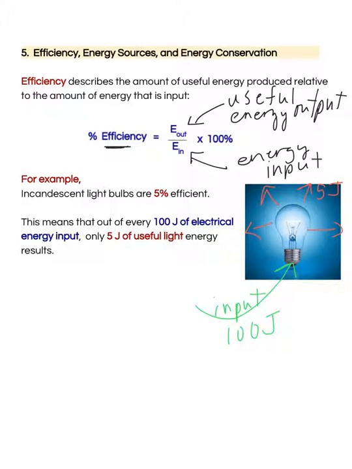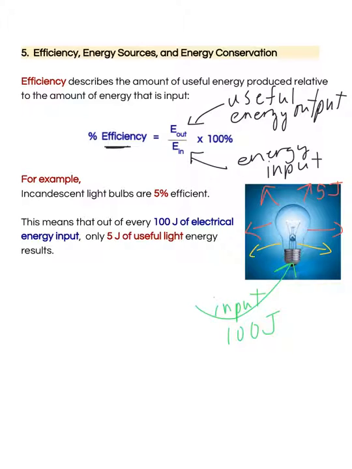And of course, the remaining energy, where does that go? Well, we know that there's a whole lot of thermal energy that is output, but that is not useful energy, and so we don't really count that as useful energy output when determining efficiency.